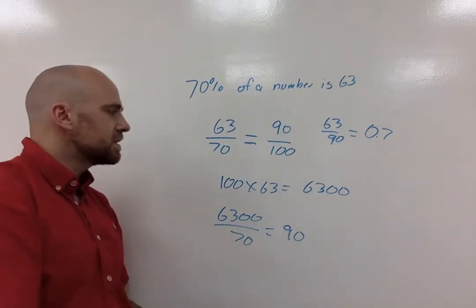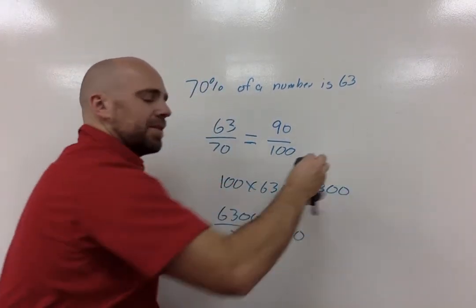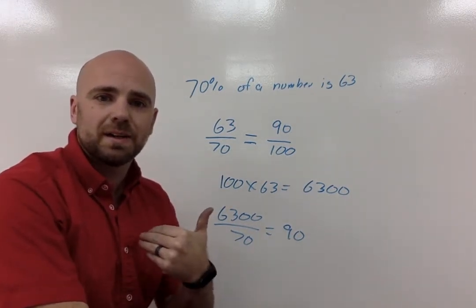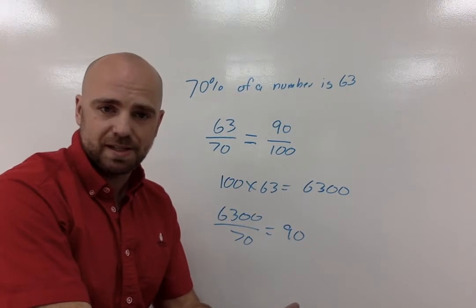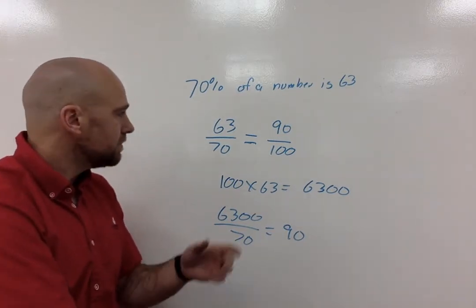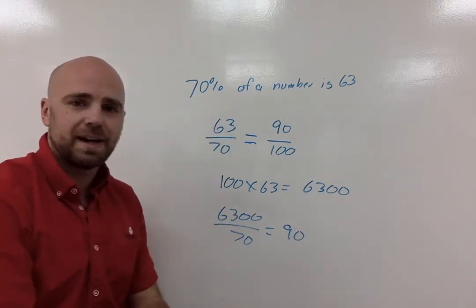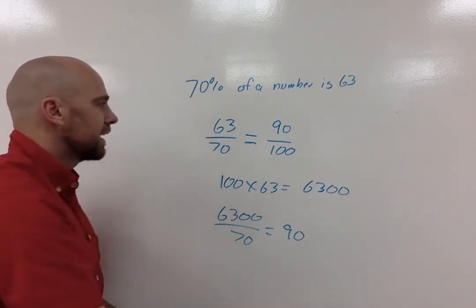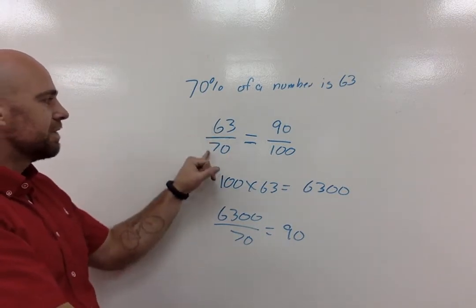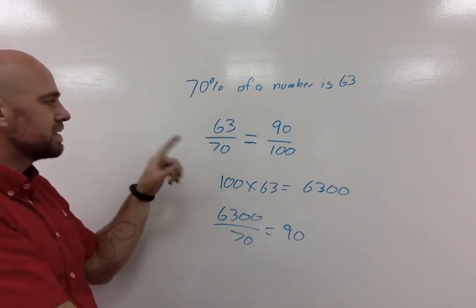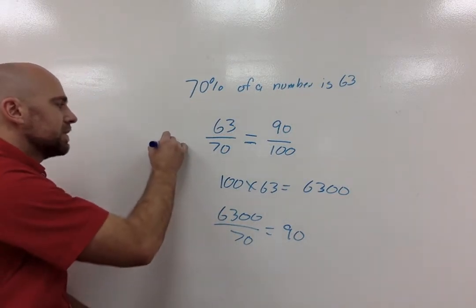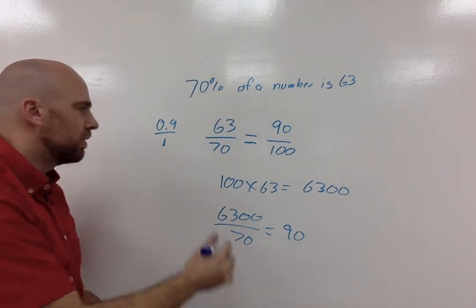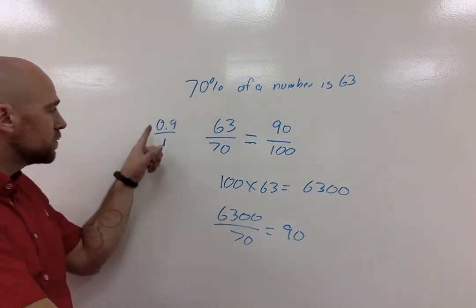Okay, so this is method 1. Method 2 is going to go like this. I'm going to find what a smaller percentage is. So 63 divided by 70. Basically what I'm trying to do is find what it is over 1. Well, it's going to be 0.9 over 1, or it's just 0.9. This is what 1% is.